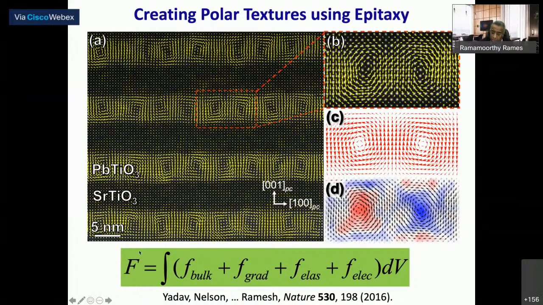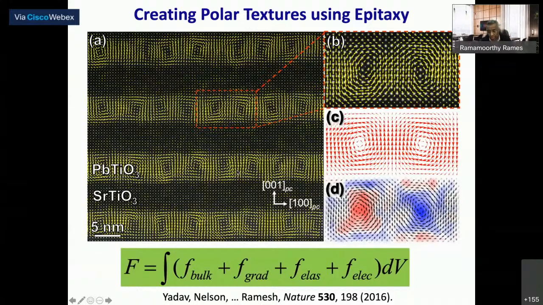If you write down the Hamiltonian for the system, we won't go into the details of each one of those terms, but there are four terms: the bulk Landau energy, the gradient energy, the elastic energy, and the electrostatic energy. And it turns out these two guys are approximately the same order of magnitude. So if electrostatics simply controlled this, if I had my lead titanate polarized out of plane, it says, I don't want to do that. I would be much better off if I put my polarization in plane.